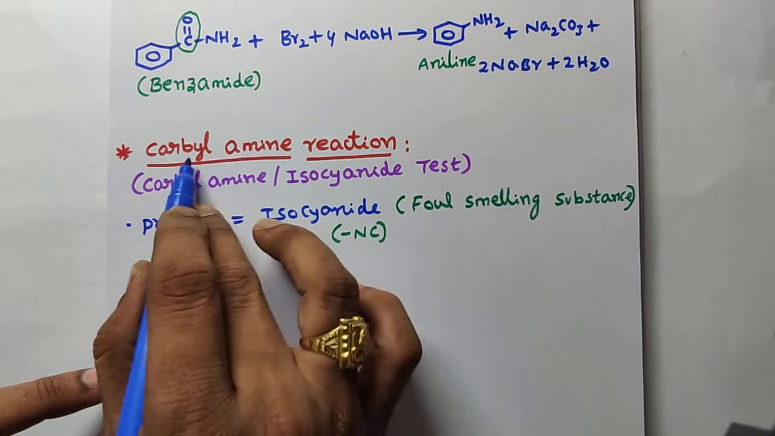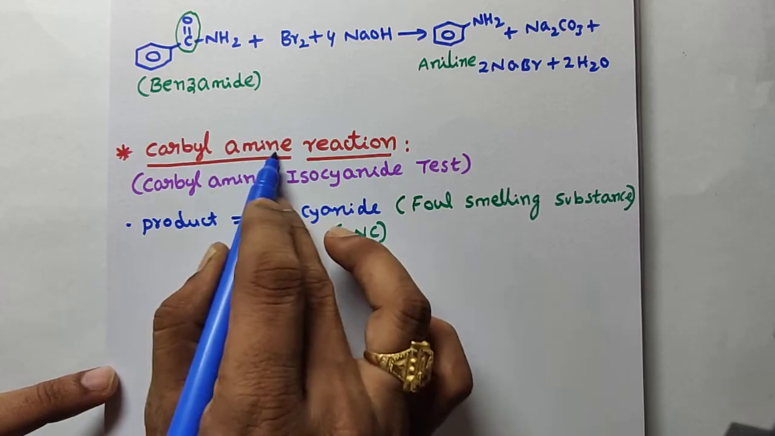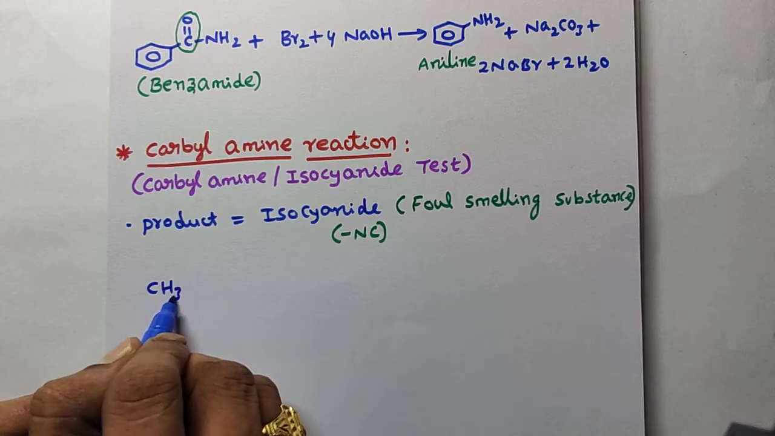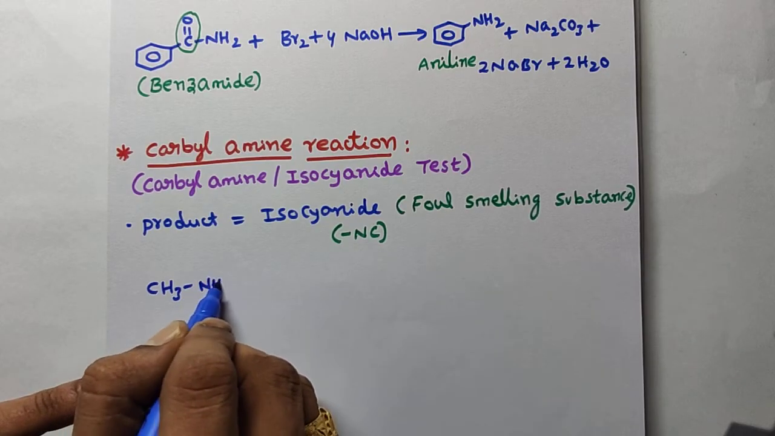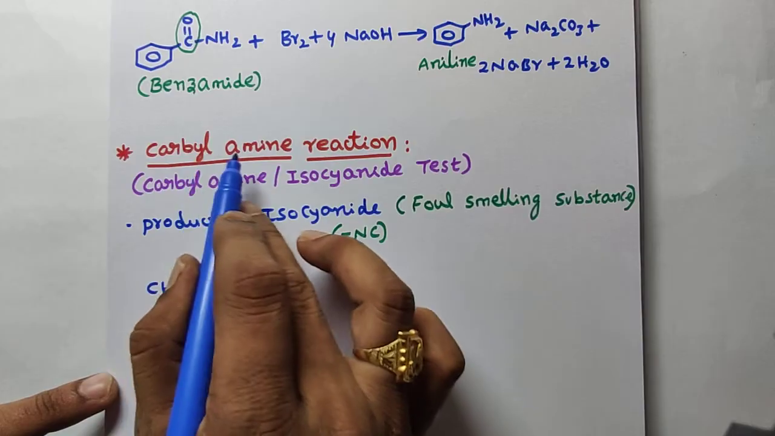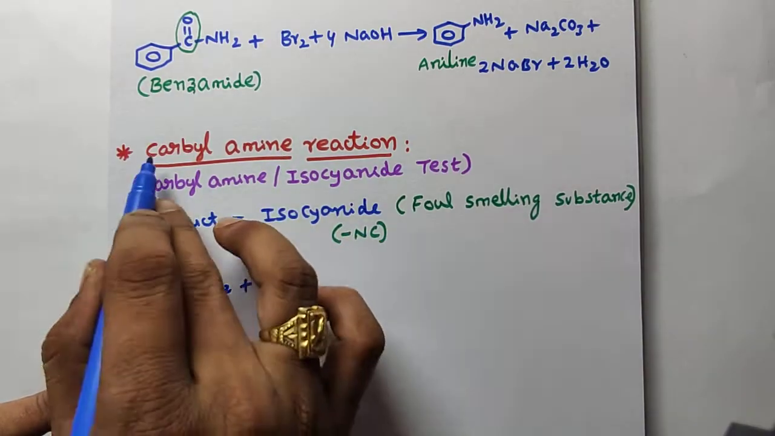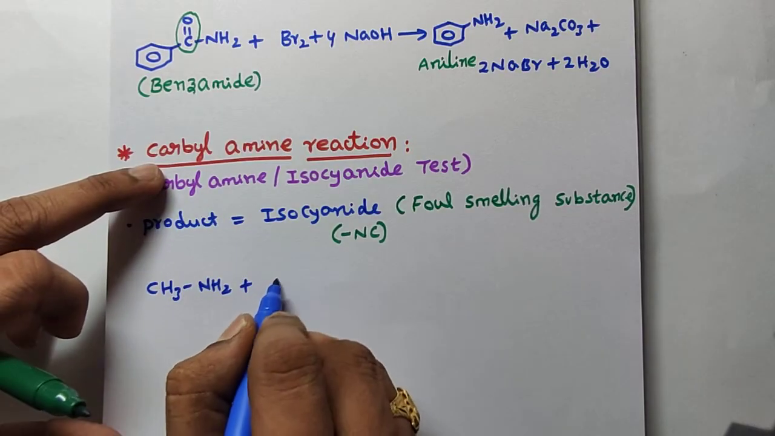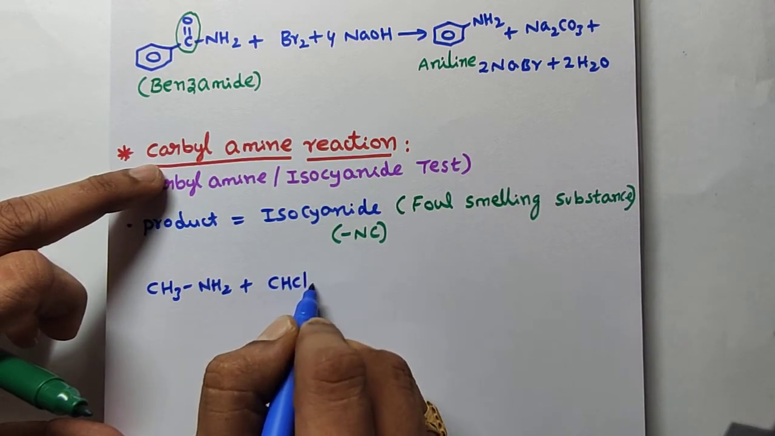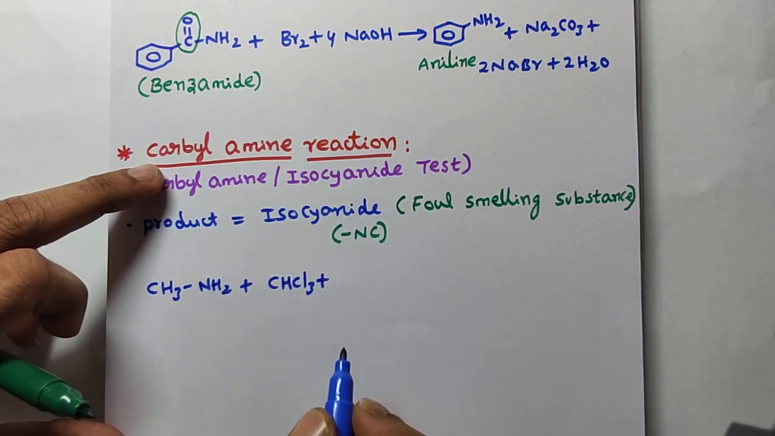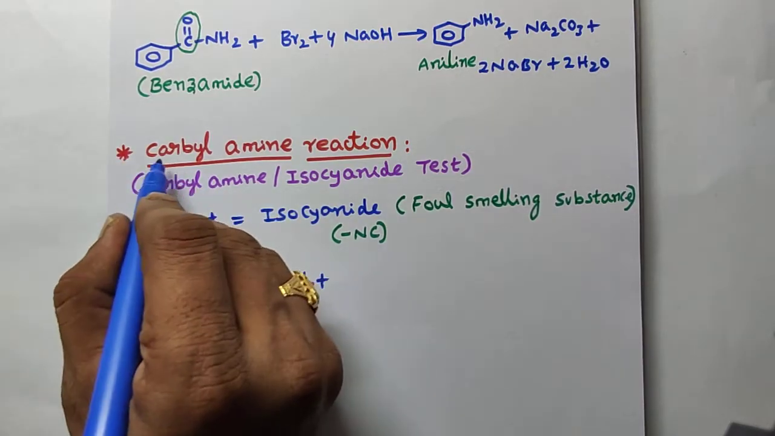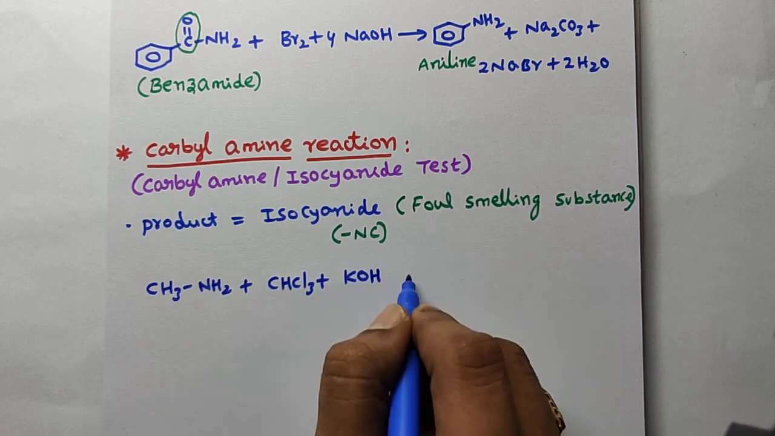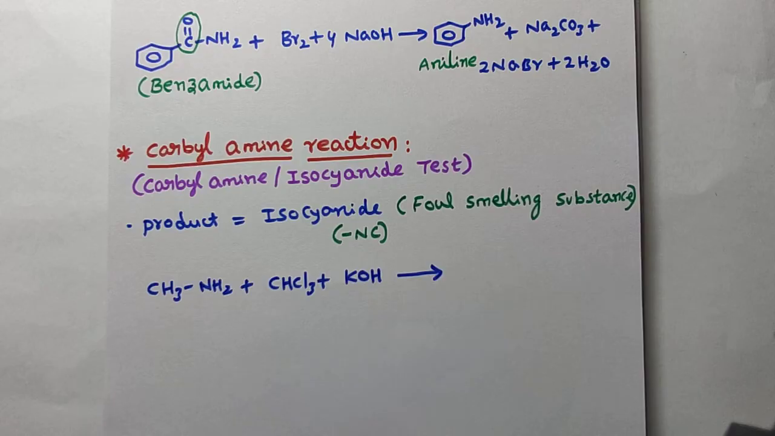Now I will tell you how to remember the reaction. In carbylamine, the second part is amine, so the reactant is amine. For example, I will take CH3NH2. Plus, how do you remember? Carbylamine: amine, so you take amine. Carbyl, C is there: C for chloroform, CHCl3. And next, Ka for KOH. So these are the reactants.